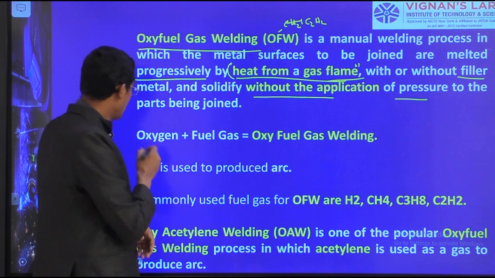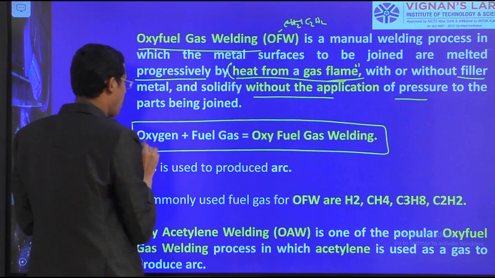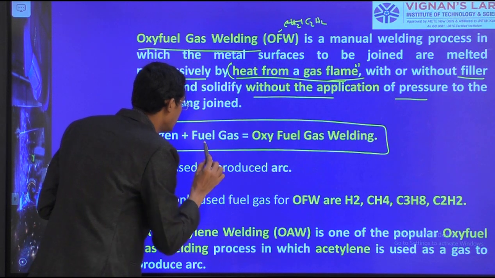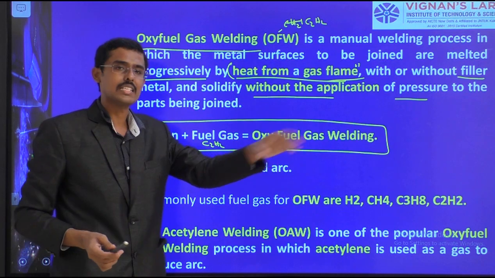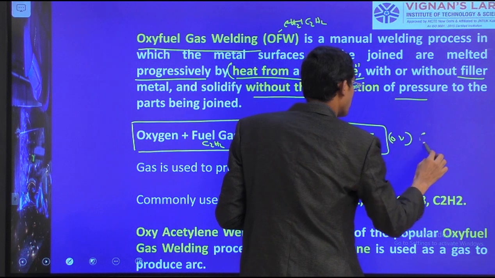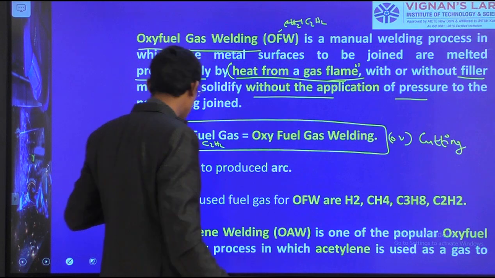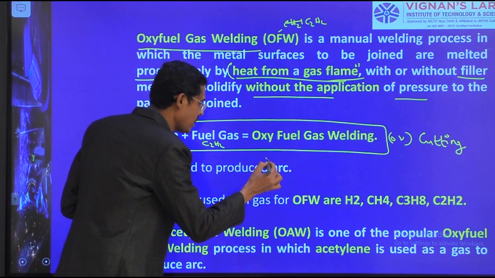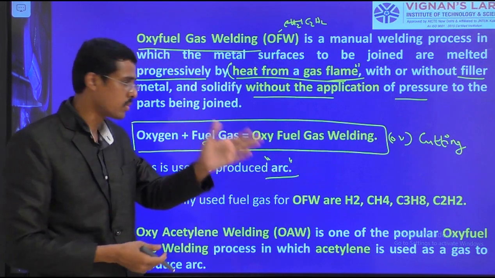I have written it in an equation format: oxygen plus fuel gas. What is the fuel gas? It is nothing but acetylene, C2H2. With acetylene, oxyfuel gas welding is formed. Or otherwise we can do cutting, we can do the cutting method also. The gas produces the flame in such a way that we generate heat, and that heat is utilized for welding purposes, as we know.